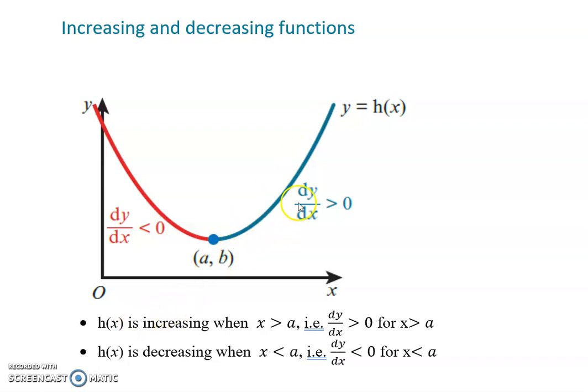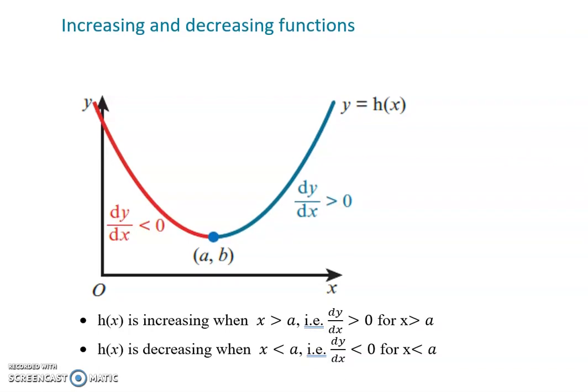So this h of x curve is increasing when the value of x is greater than a, that is, dy by dx is greater than 0 for all x greater than a. Similarly, the function h of x is decreasing when the value of x is less than a. All the values less than the point a are decreasing, and will have dy by dx less than 0 for all x less than a. Now, moving on to the next one.